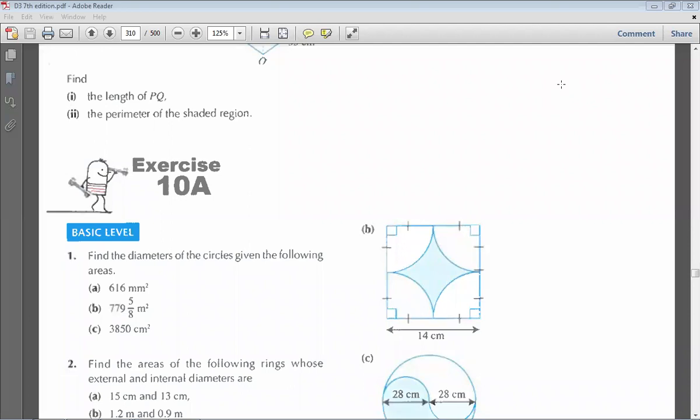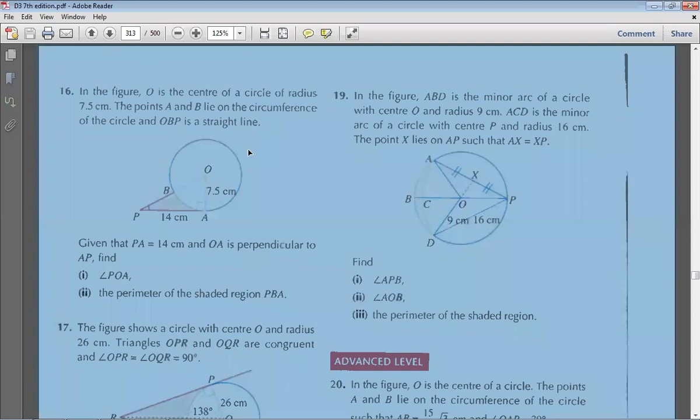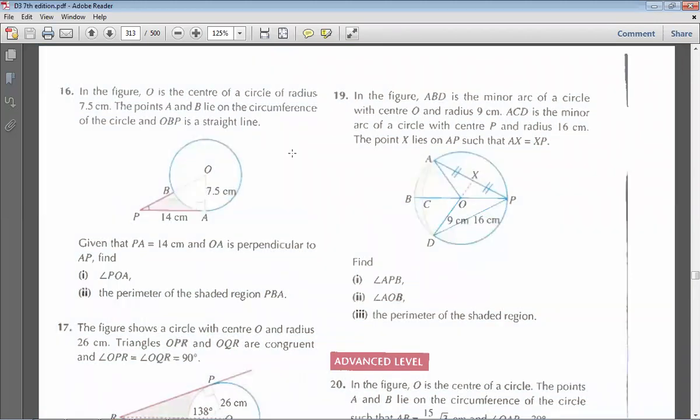So this is D3 exercise 10A, and we will be working from question number 16. So question number 16 is coming up on your screen. It says, in the figure, O is the center of a circle of radius 7.5 centimeter. The points A and B lie on the circumference of the circle, and OBP is a straight line. This is a circle, center O, its radius is 7.5 centimeter.